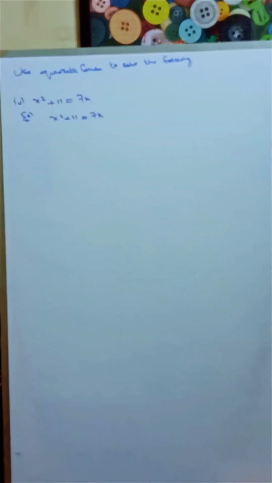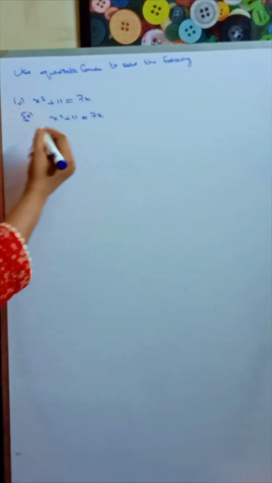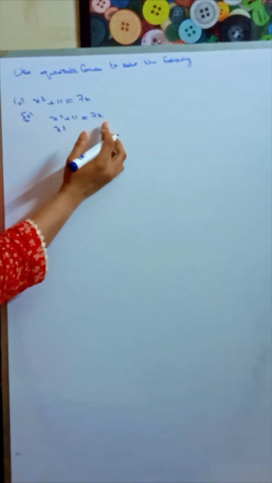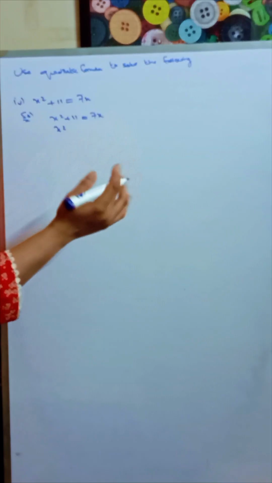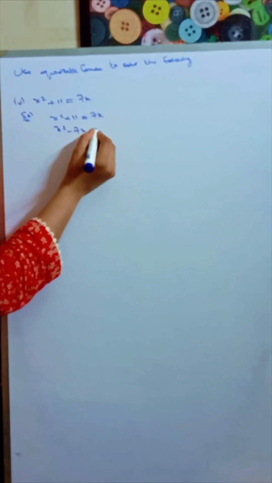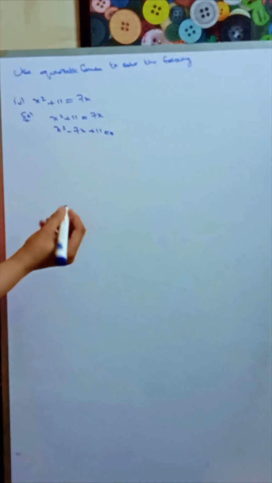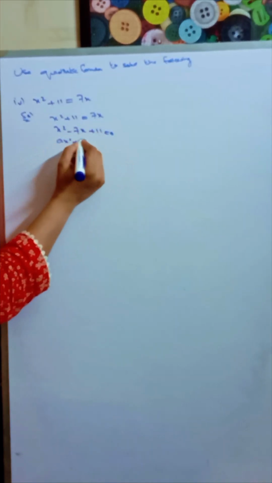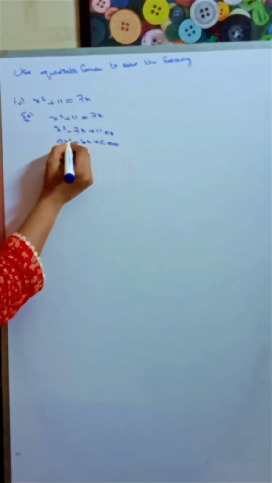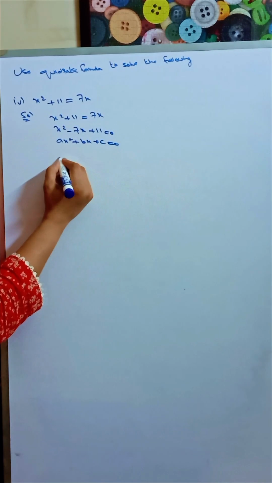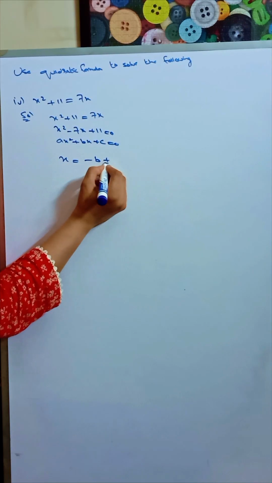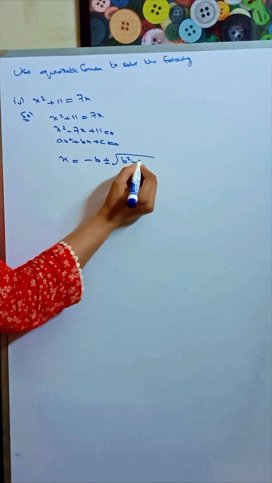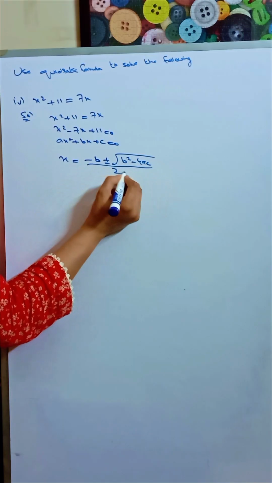Next: x² + 11 = 7x. Solution: now what we do in the next step, we will just arrange it. x² moves from the right-hand side to the left-hand side and the sign will be changed. x² − 7x + 11 = 0. This is given. What is the standard form? ax² + bx + c = 0. Just fit the values of a, b and c in the formula x = (−b ± √(b² − 4ac)) / 2a.